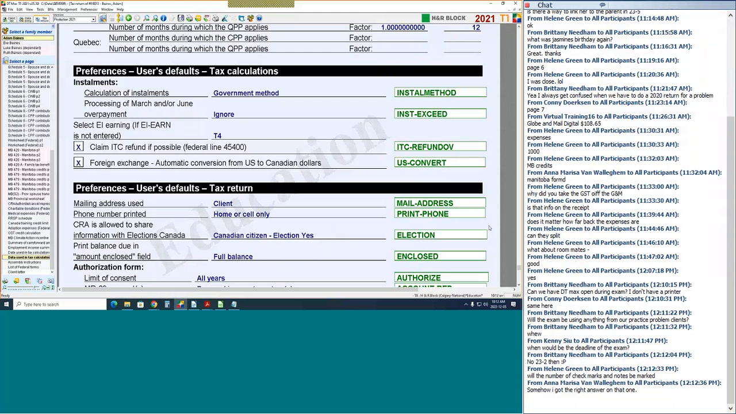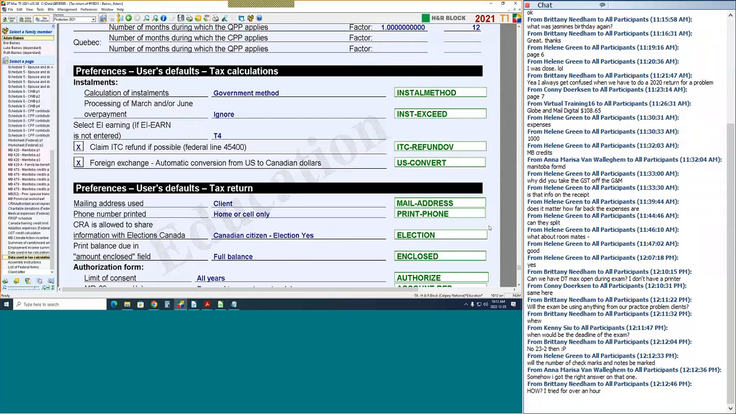And Helene asks, will the number of check marks and notes be marked? Yes. The number of check marks will be marked. The content of your notes will be marked. We give you marks for doing quality at source. So make sure you do quality at source.